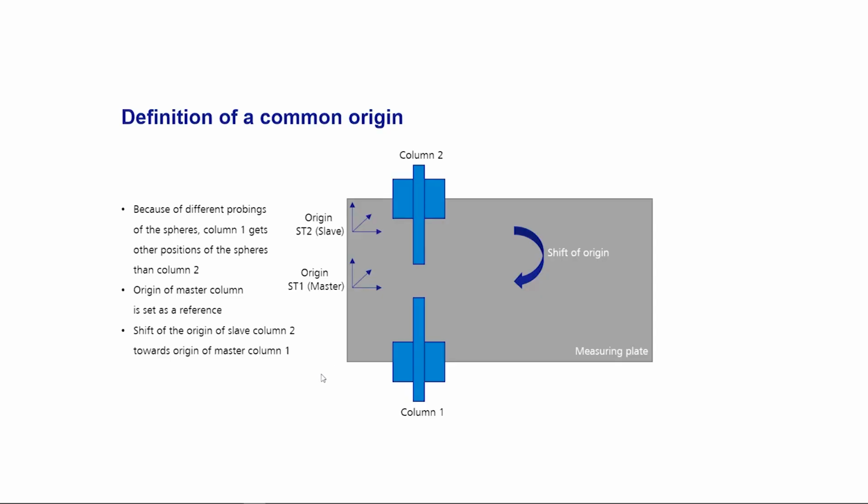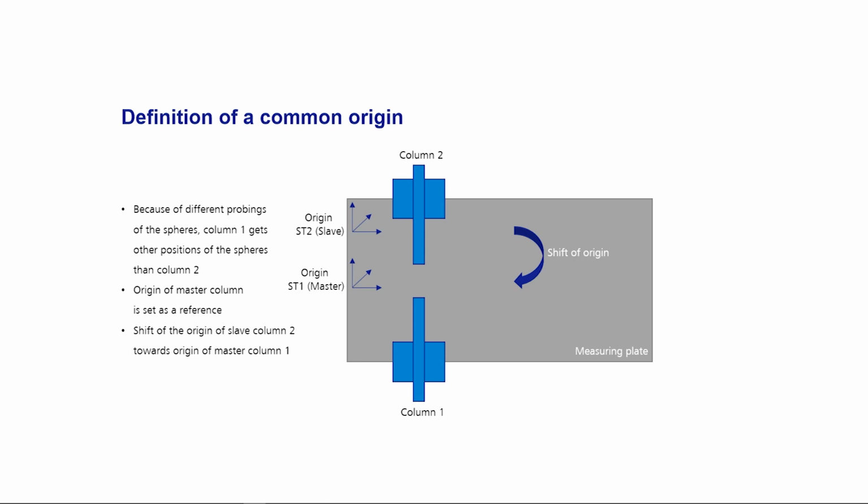So what happened during this coupling process? Columns 1 and 2 have different origins. The origin of the master machine is located in the middle of the measuring plate. The origin of the slave machine of column 2 is located here in the top left corner of the measuring plate. This means that the probing of the spheres by each column also results in different coordinates of the spheres.